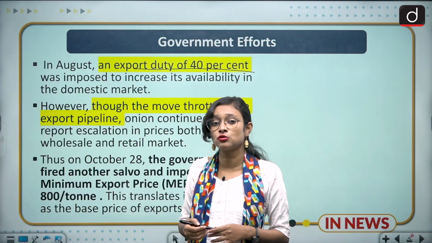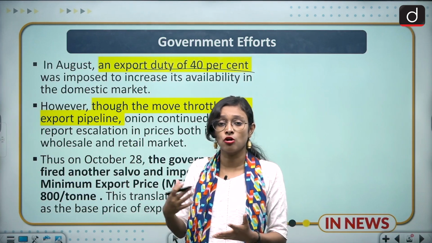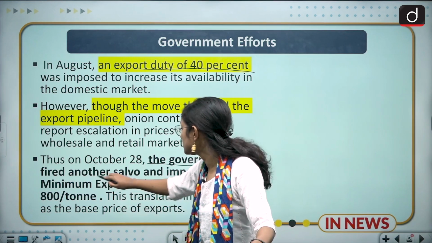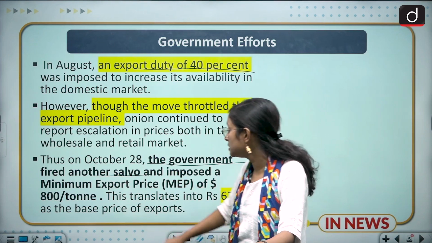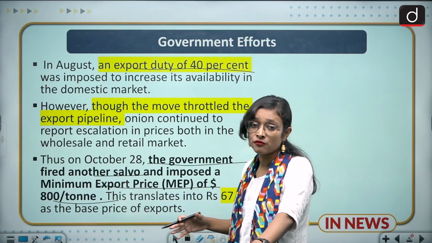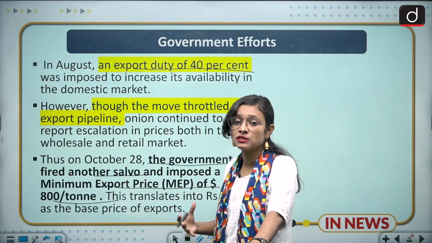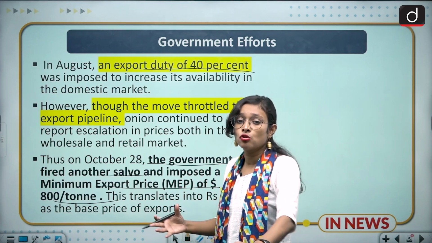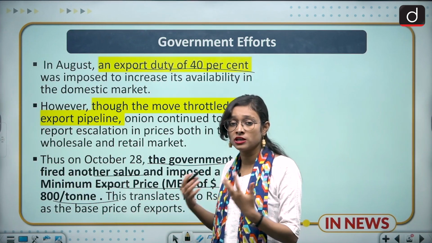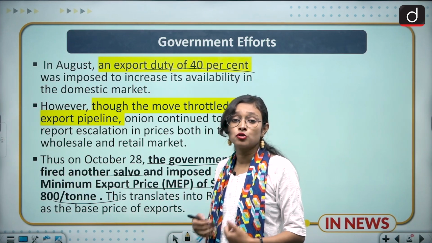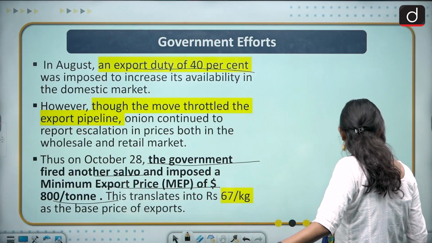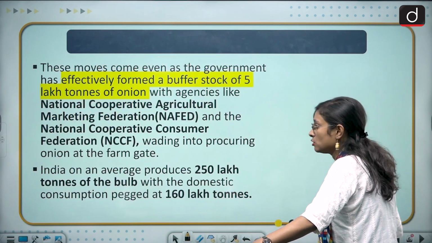What is the second effort it has taken? The second effort is that it came with a different kind of measure in October. The Government of India fired another salvo. It imposed a minimum export price of $800 per ton, which made the basic price of onion very expensive. In that way it has also discouraged the export market. All these measures have throttled the export market, and the world is expecting more onions from India, but due to domestic consumption, the Government of India has to take such a step.